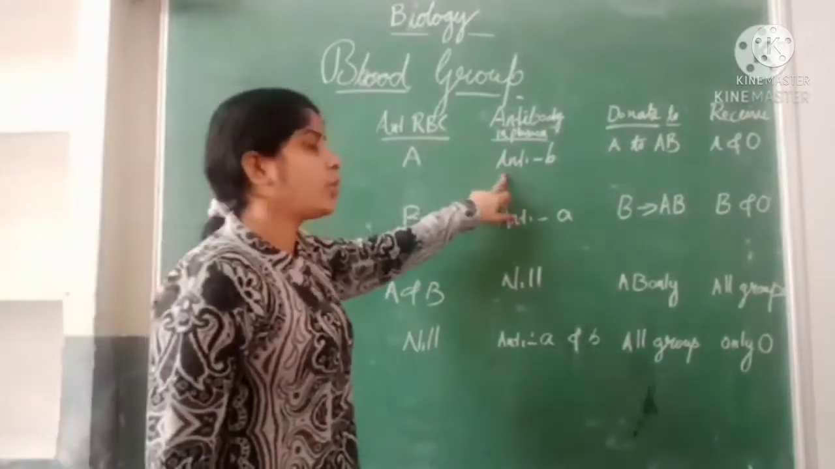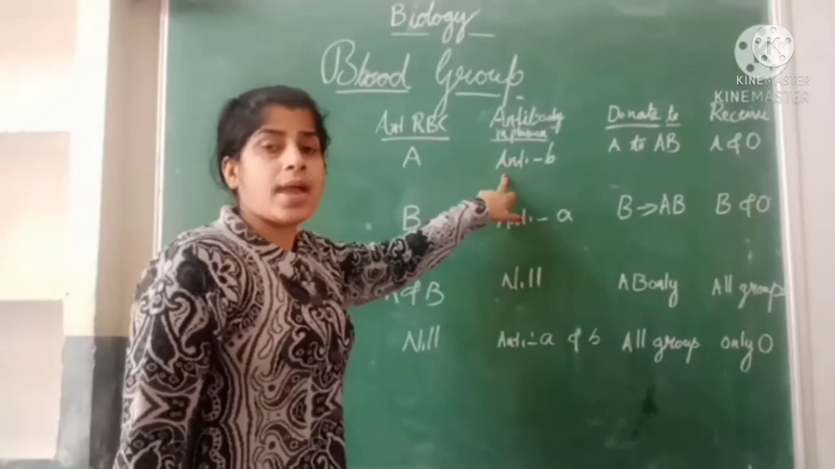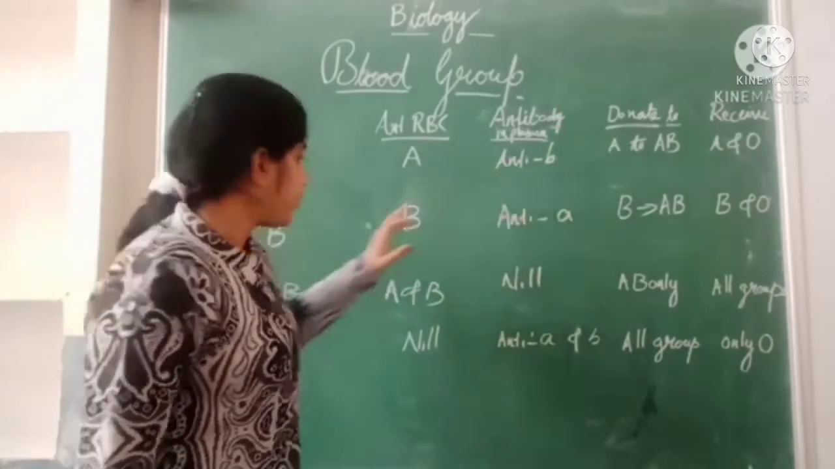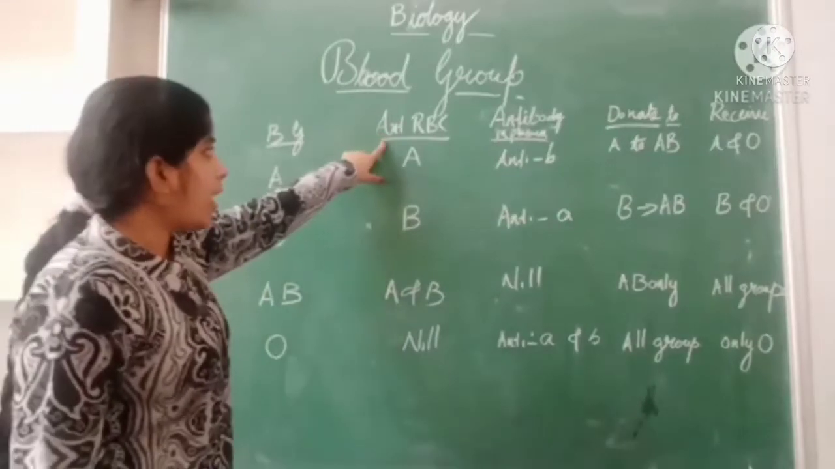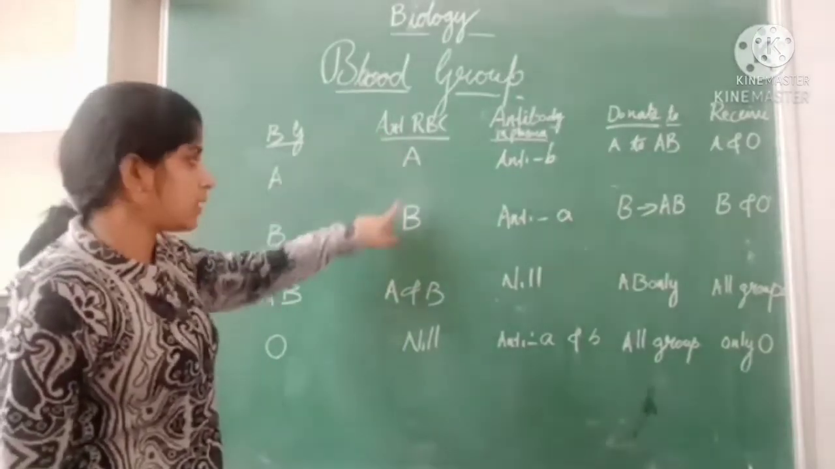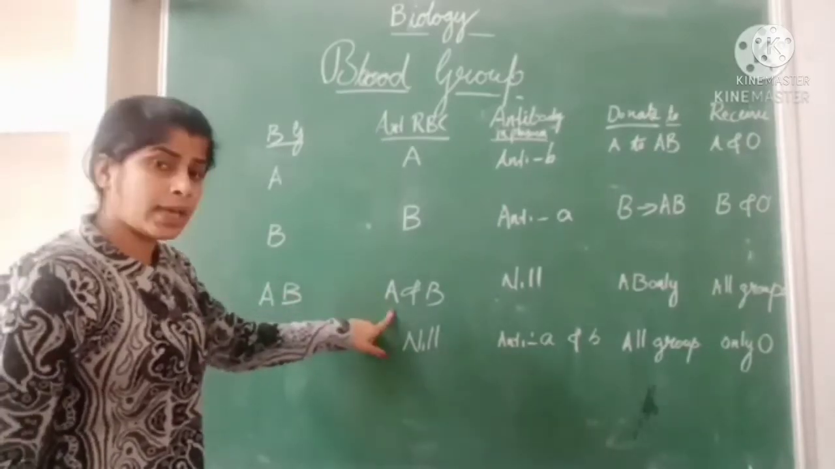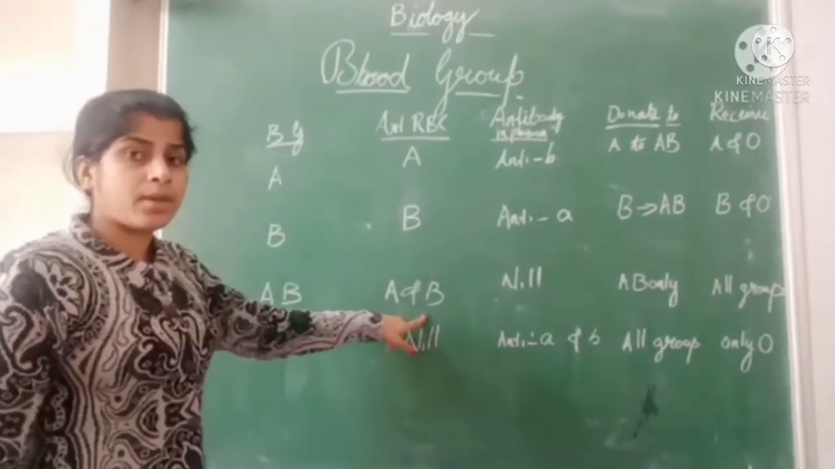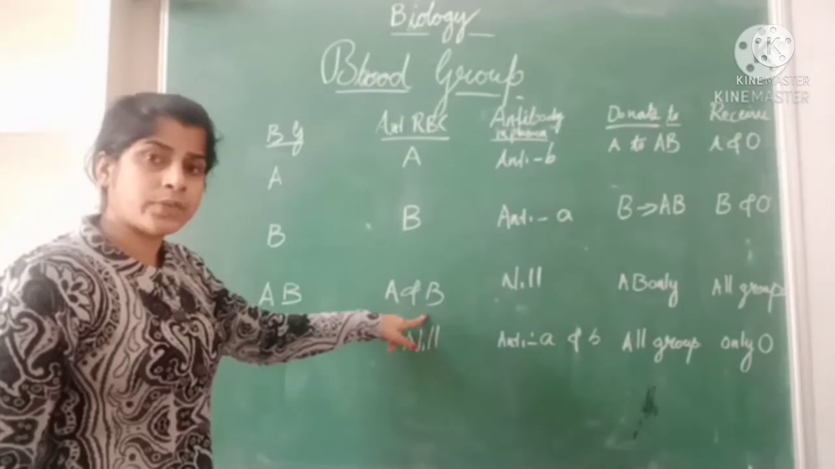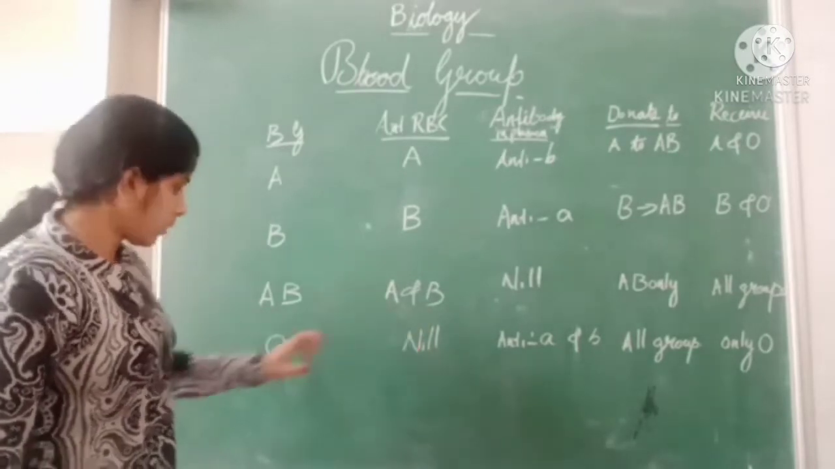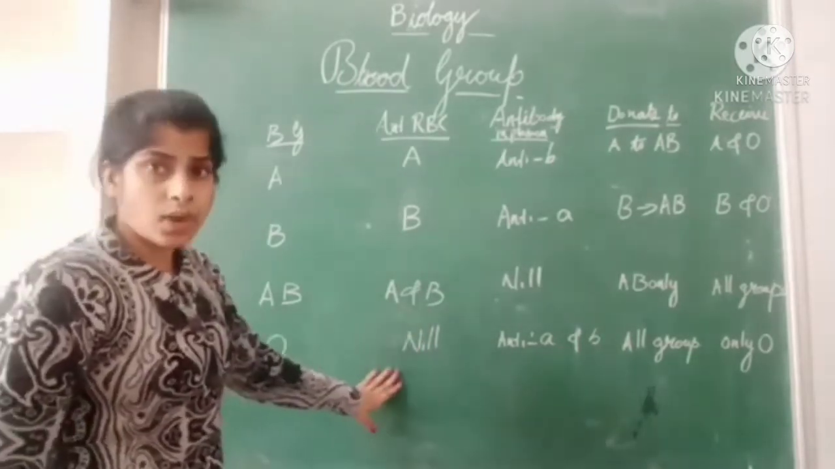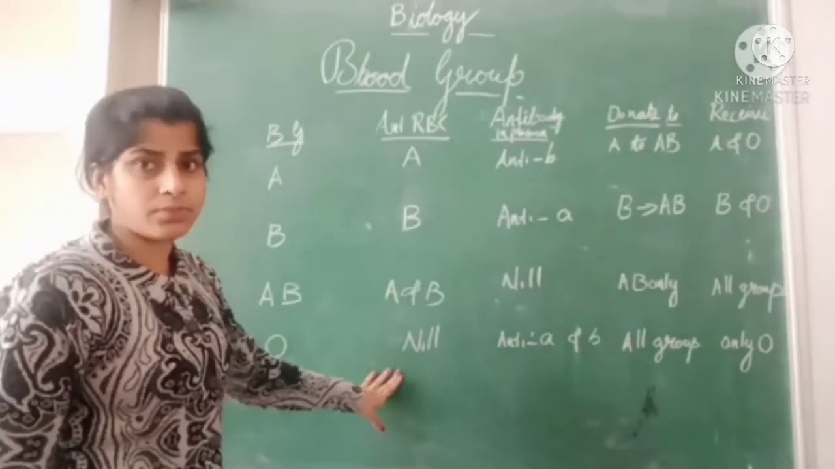So in blood group A the antibody present is antibody B. In blood group B the antigen on the RBC is B only. In AB blood group, both A and B antigens are present on the surface of the RBC. In the O group, no antigen is present on the surface of the RBC.